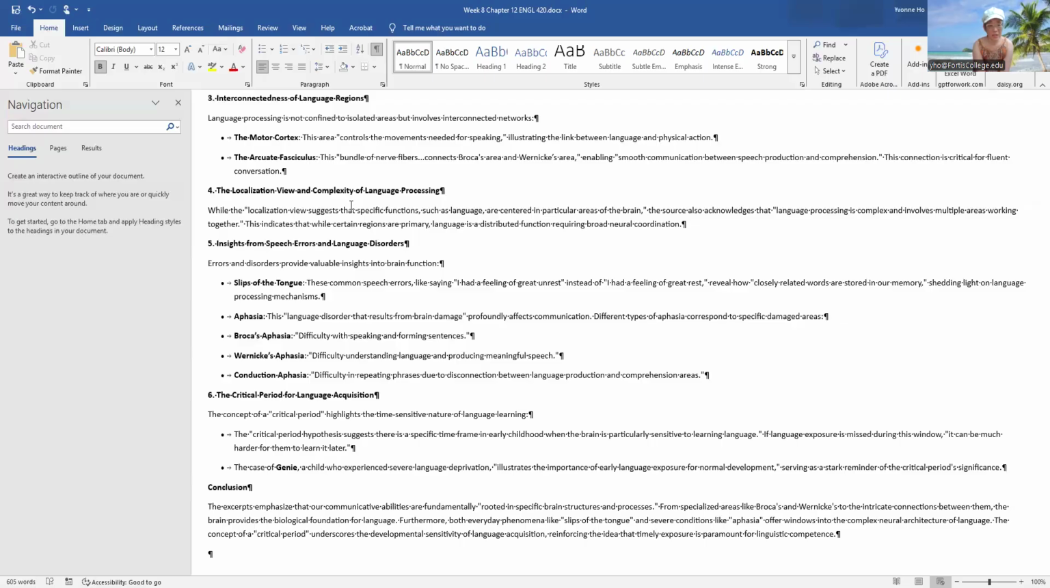The case of Genie, a child who experienced severe language deprivation, illustrates the importance of early language exposure for normal development. This serves as a stark reminder of the critical period's significance.